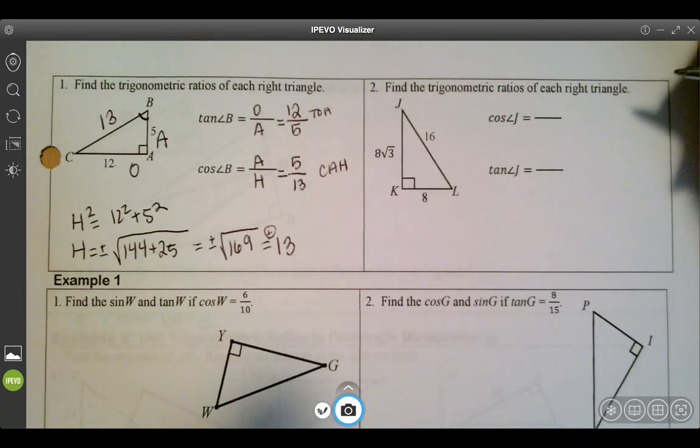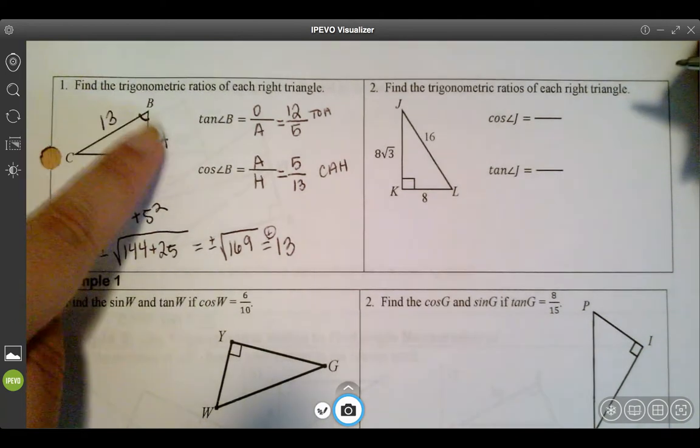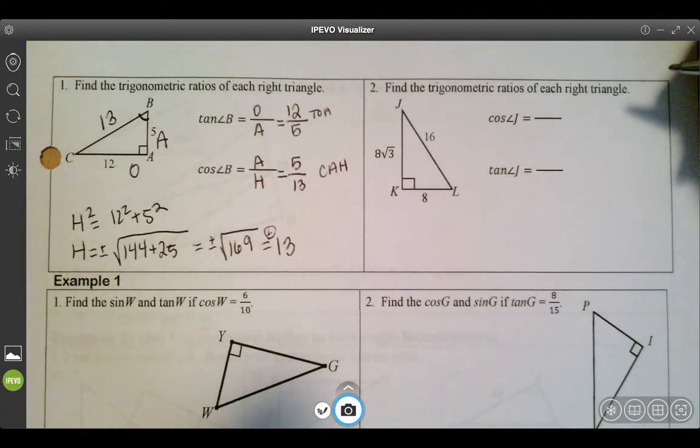If you know your Pythagorean triples, 5, 12, 13 is one of them, then you wouldn't have to do the whole Pythagorean process because you can recognize if the legs are 5, 12, then the hypotenuse must be 13. So it is helpful to know those Pythagorean triples.